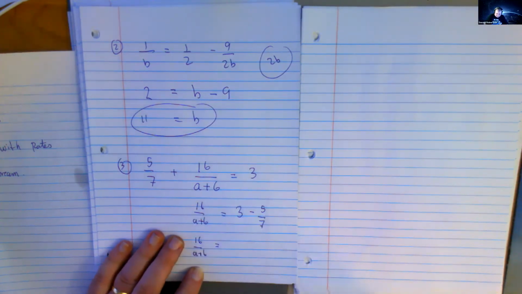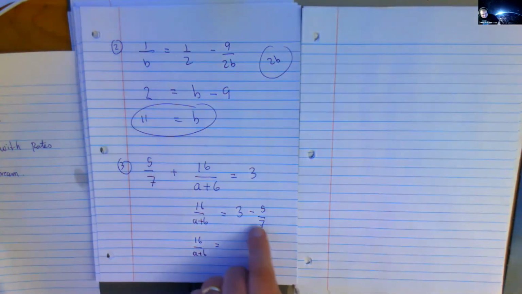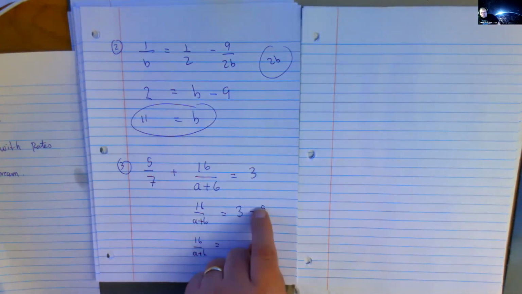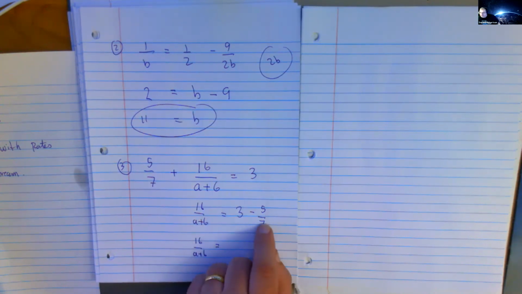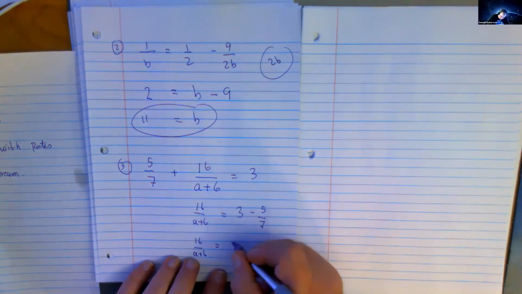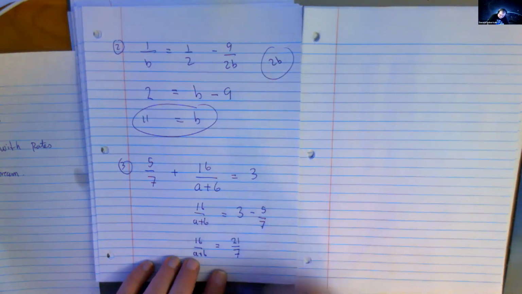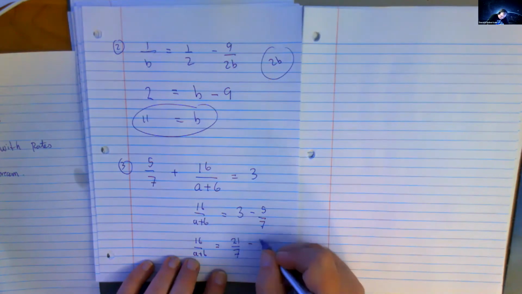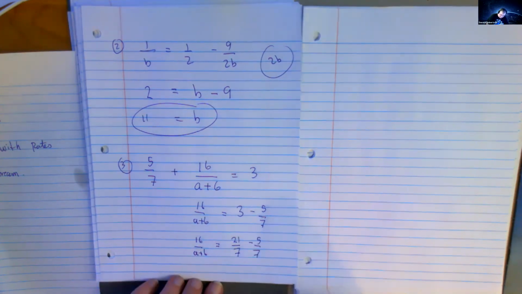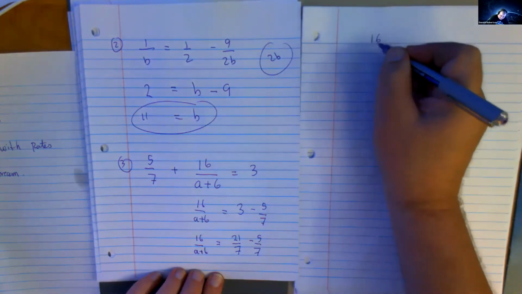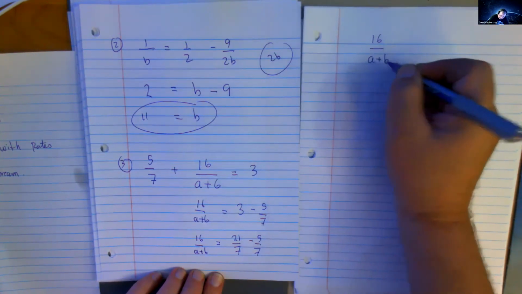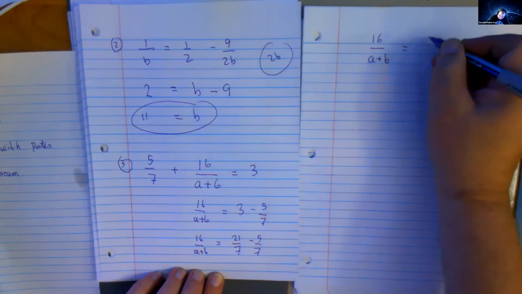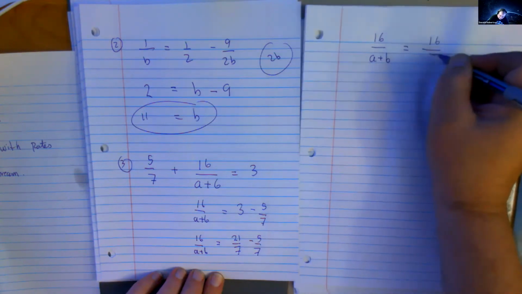And now it gets a little bit messy. If you want to take a whole number and subtract 5/7 from it, don't you have to convert the whole number into sevenths so that they share a common denominator? So the number 3 is the same thing as 21/7. That's 3. Then I can take away 5/7. And what that leaves me with is 16 over a plus 6 is equal to 16 over 7.